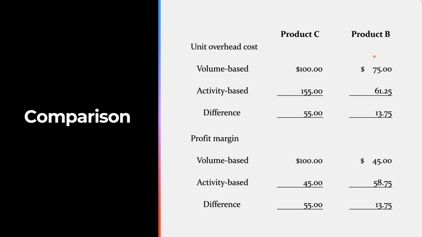What this means is that under a volume-based system, product B was overcosted. Volume-based had it at $75, where a more accurate costing should have it at $61.25. This was overcosted. And if one product is overcosted, then at least one product is undercosted. And that's what happened here. Product C, the low volume product, was costed at $100 under a volume-based system, but a more accurate system correctly costs this product at $155.